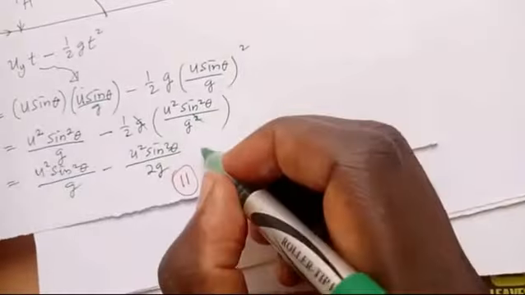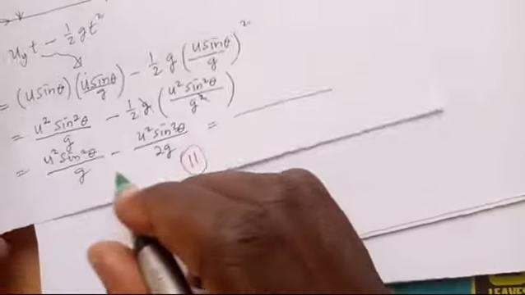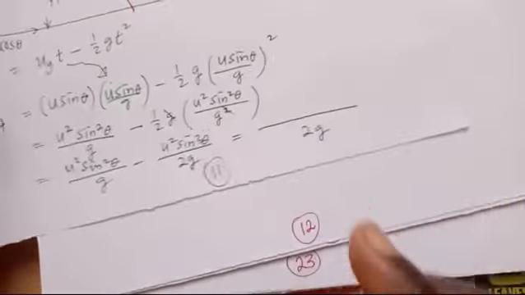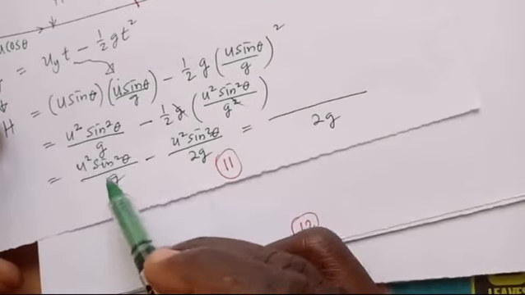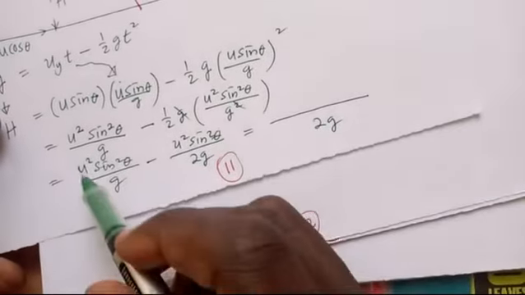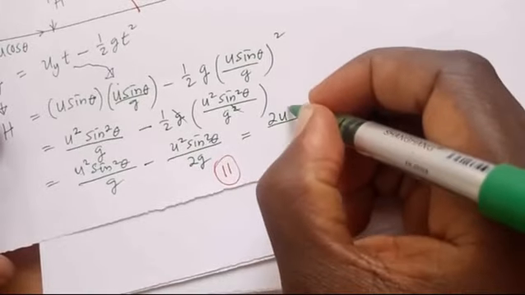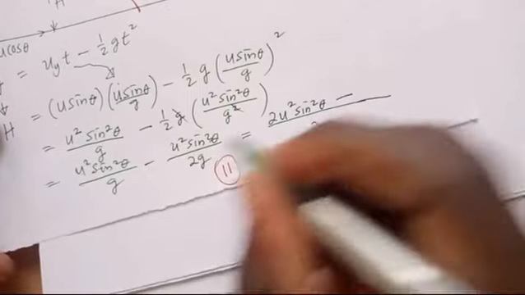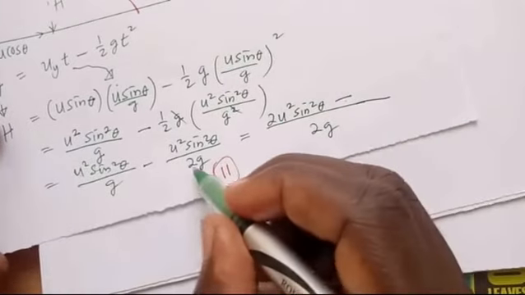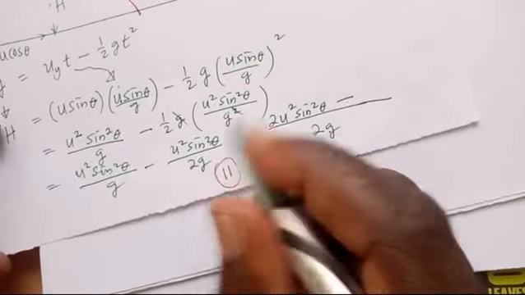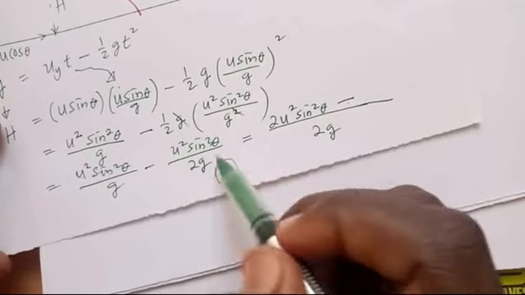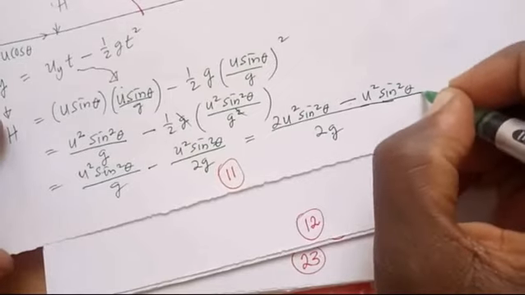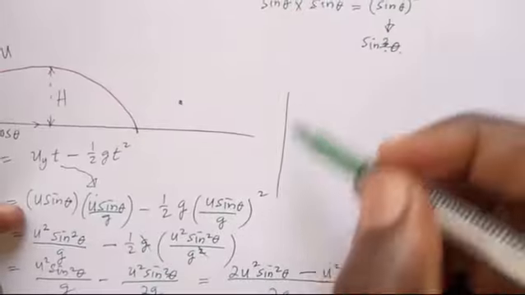I'll continue and say, okay, what is the LCM of g and 2g? The LCM is 2g. And then I divide 2g by g, cancel g, I have 2. 2 times this will be 2u squared sine squared theta minus, I take this minus here, then 2g divided by 2g is 1. 1 times this expression gives u squared sine squared theta. Okay, let me continue here.